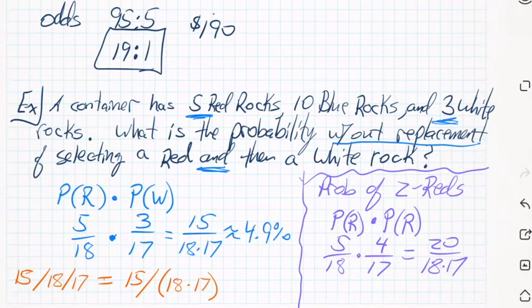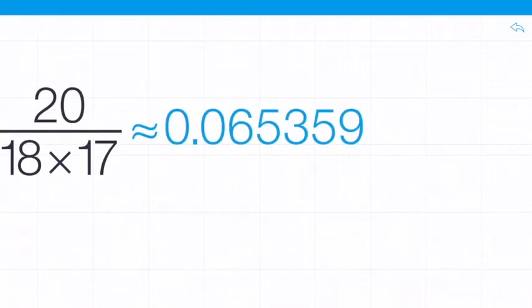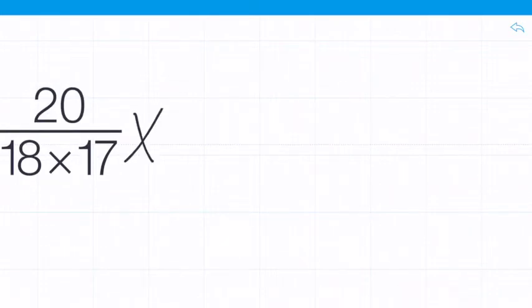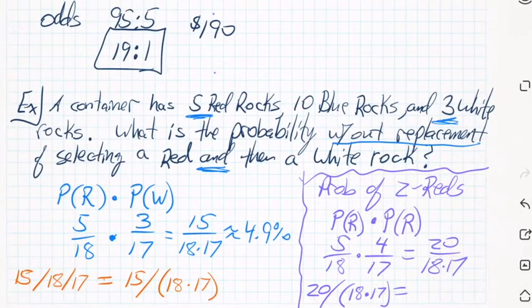In your calculator, I highly suggest you do this. 18 times 17. And 6.5%. Remember, we have to multiply this by 100. And that's 6.5%. So this is approximately 6.5%.